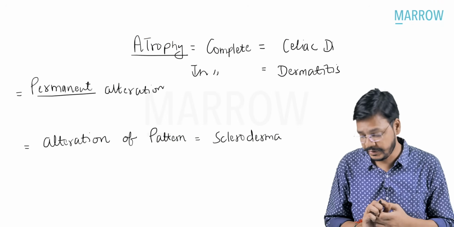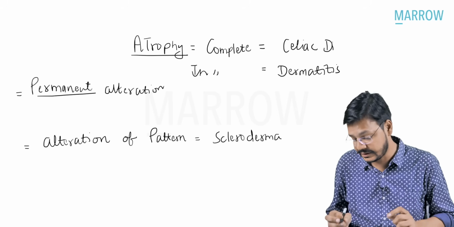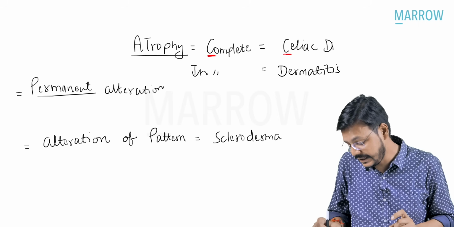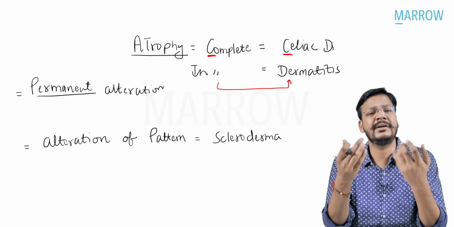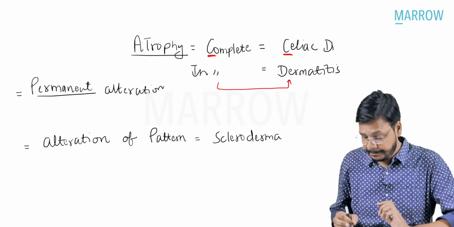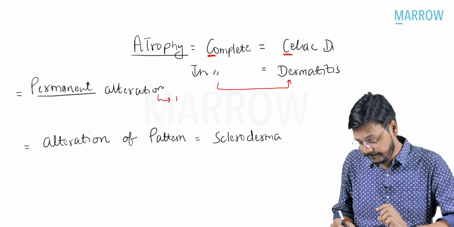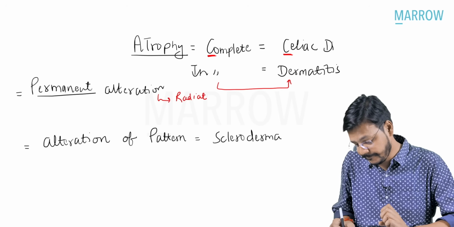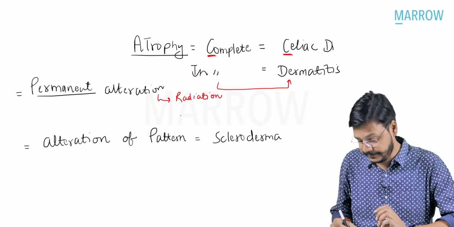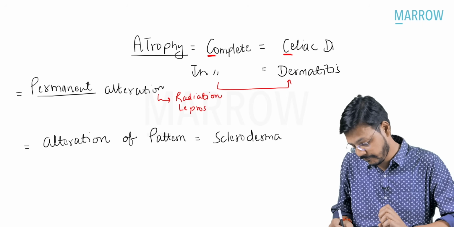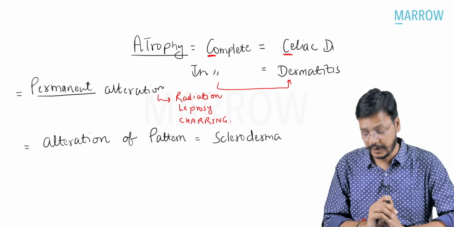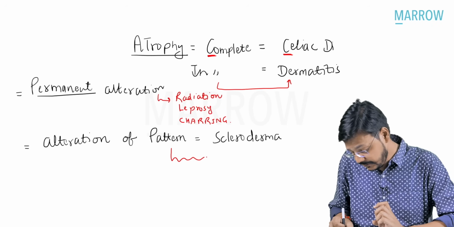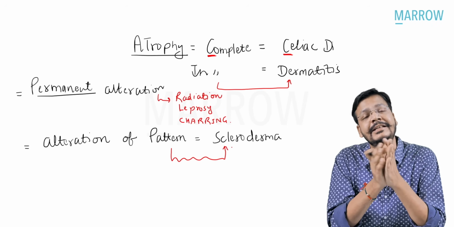Now, sir, sometimes you can get a question on atrophy of the fingerprint or ridges. Complete atrophy you can remember by celiac disease, CC. Incomplete atrophy is seen in dermatitis, like dermatitis herpetiformis. Permanent alteration of the fingerprint is seen in radiation, leprosy, and excessive burn, which is known as charring. Some alteration of the pattern is seen in scleroderma.